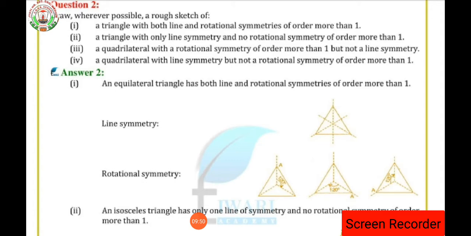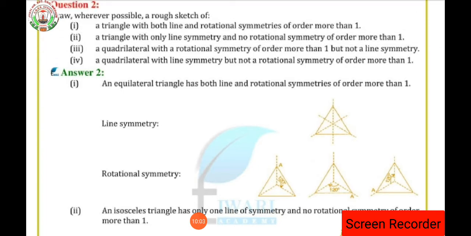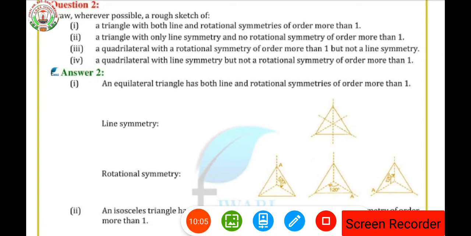Rotational symmetry of order more than one should not be there. So we have to give the name. So in this question number 2, have you understood what we have to do, student? We have to draw the rough sketch, as it is said in the question, isn't it? So let's see the question number 2.